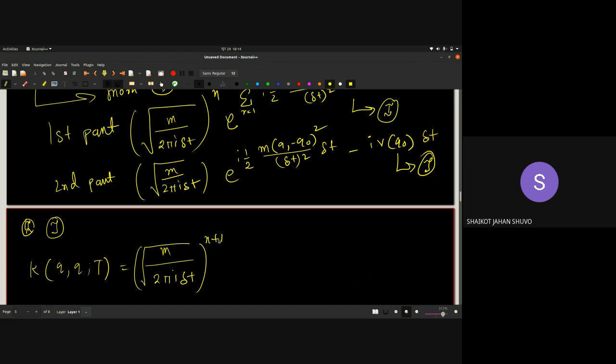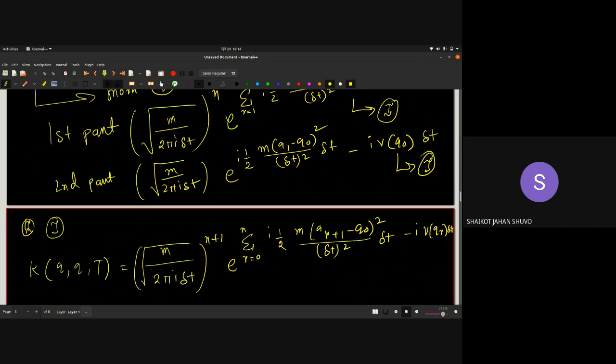And if you multiply these two, all you need to do is just change the summation indices. Instead of starting from r equals 1, you can now start from r equals 0. So e to the power summation over r equals 0 to n of i times 1/2 m, sorry, not q1, I should write q of r plus 1 minus q of r whole square over delta t squared, times delta t, minus i v of q of r delta t, right?